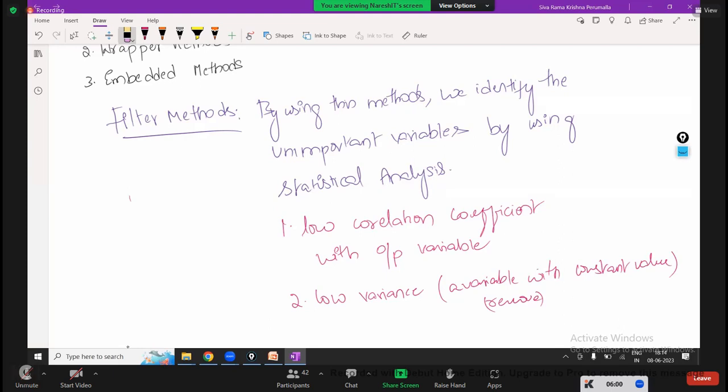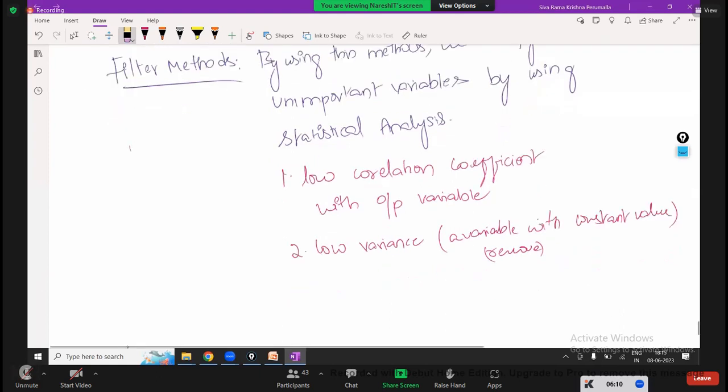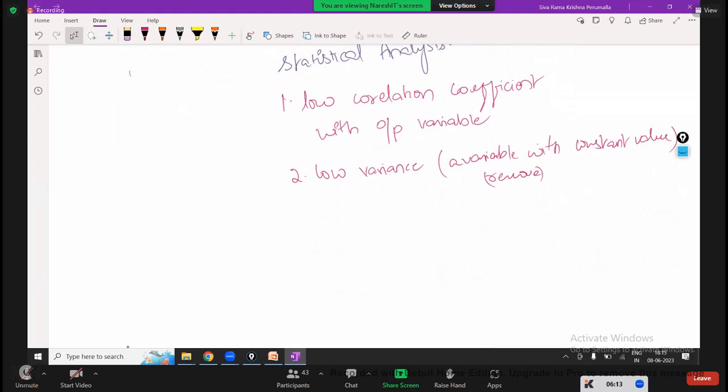This variance concept and correlation concept, both we have discussed in descriptive statistics. So by using statistical analysis, we can remove these. Now, if you observe, a low correlation coefficient with the output variable, or low variance. And if all the values are unique, a column which is having a constant value or the same value, it is called low variance.